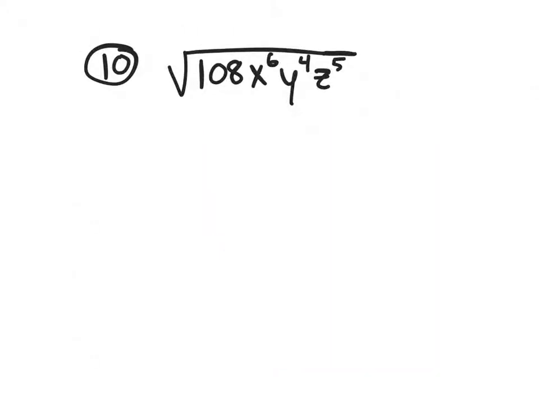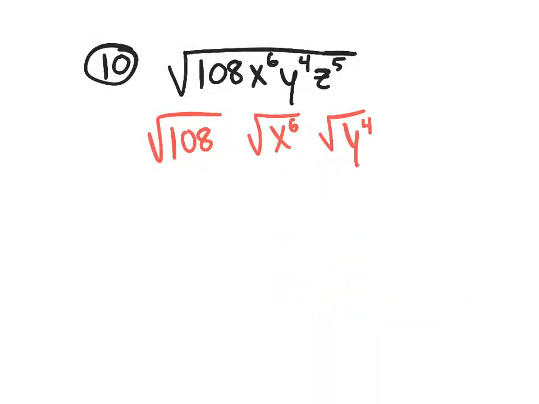So this is number 10 on WSP 10.2. Now, of course, we're going to split it up. So let's go the square root of 108. Let's go the square root of x to the 6th. That's easy when it's an even power. Let's do the square root of y to the 4th. That's easy. That's just y squared when it's an even power.